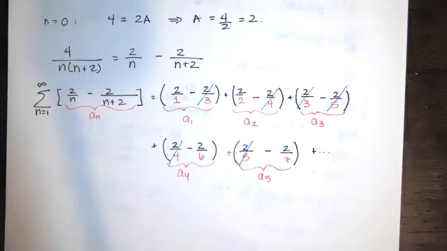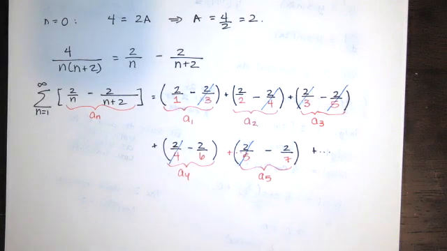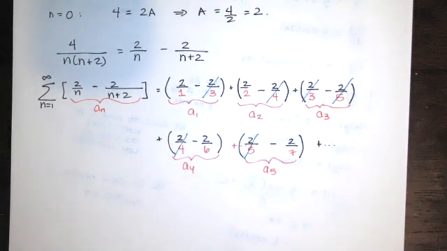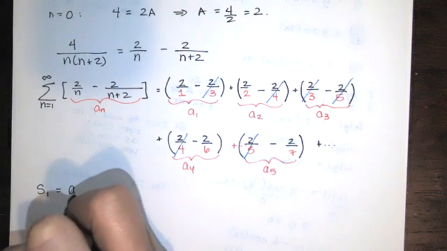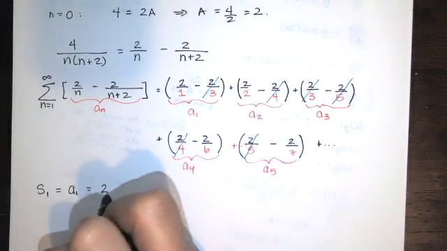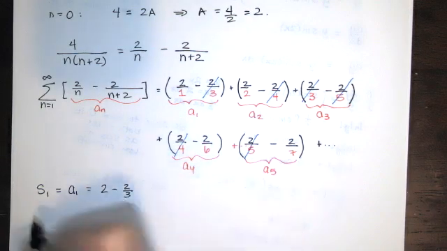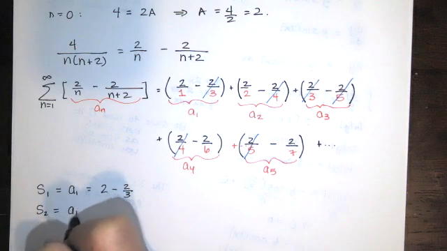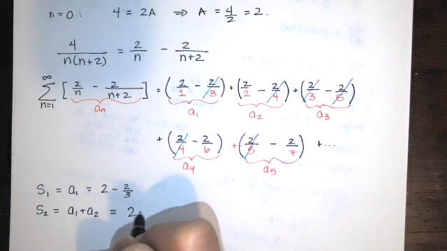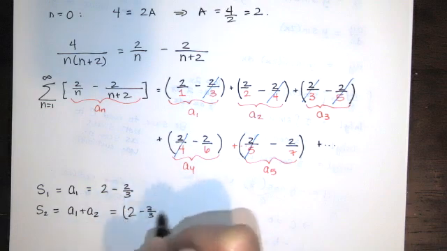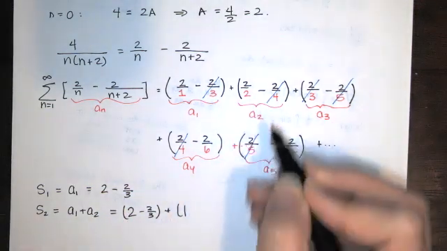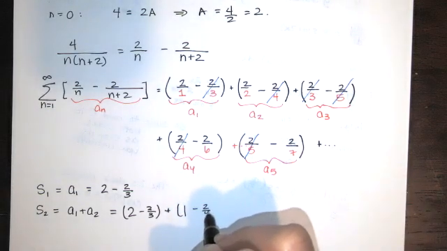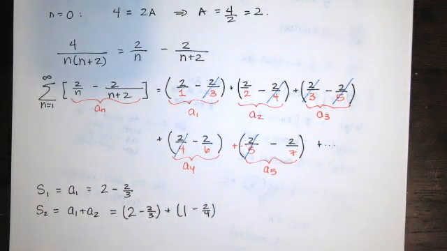But we're going to have a specific number of terms for S sub n when n is greater than some value. So let me just expand that in this case. S sub 1 is just a sub 1, so that's going to be 2 minus 2/3. S sub 2 is a sub 1 plus a sub 2, which is 2 minus 2/3, plus 1 minus 2 over 4. I think I'll leave that one alone. Still no cancellations yet.